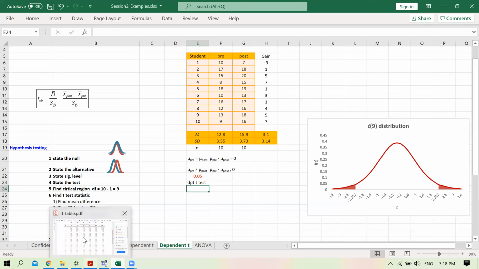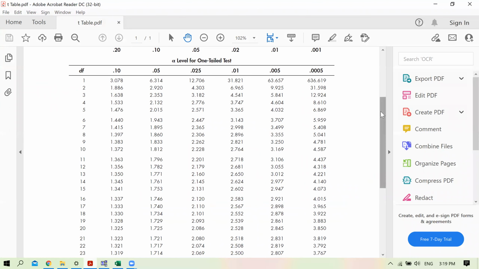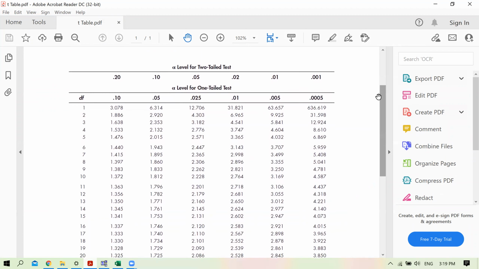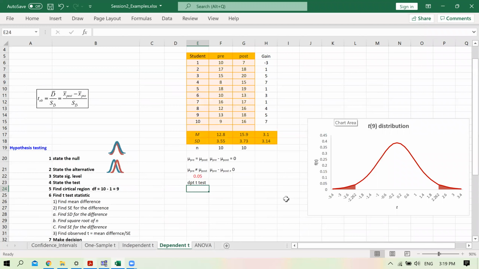We can use the t-table to help us find the critical value. We're looking at a two-tailed test. The alpha level, the significance level, is 0.05. Degrees of freedom is 9. So the critical value is 2.262. That means beyond these t values, there's a 5% chance of finding a difference that is larger. In the graph, we can see that beyond this 2.262, it's 2.5% on each side.